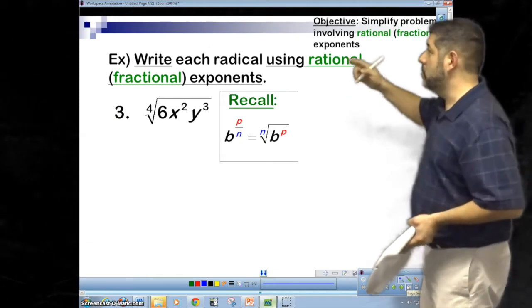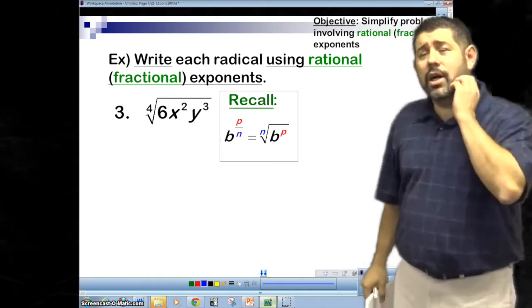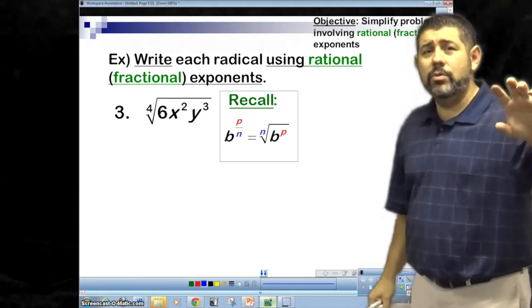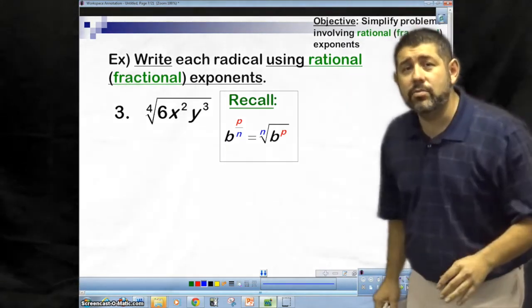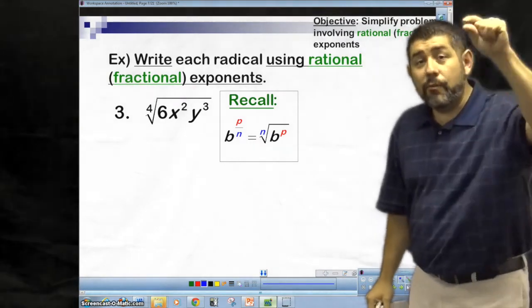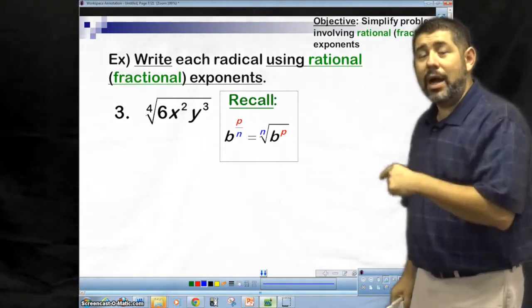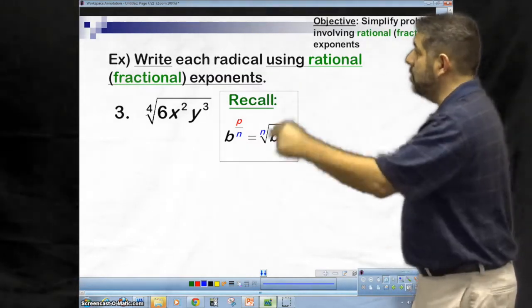What about this one? Ooh, got all kinds of stuff going on here. So check it out. Last time I went over, we did radicals, and we simplified these radicals. And all I said was, you can take that 4 and divide it into those powers. So you would say, how many times does 4 go into 2?